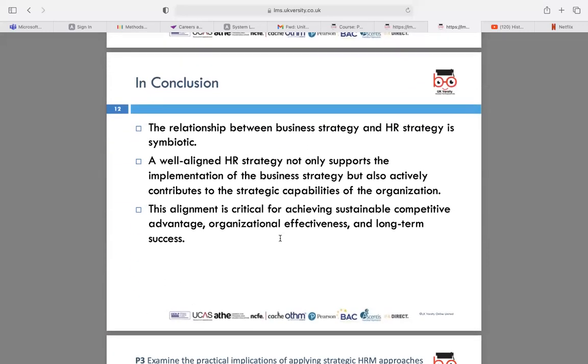Eventually, we spoke about how the relationship between a business strategy and HR strategy is very, very important, and how a well aligned HR strategy will support the business strategy and also actively help the organization to grow. It's really important for the organization's competitive advantage and long term success, because whatever strategies you're implementing now are for the next 3 years down the line. So it is going to determine how the organization is going to look in the future, where it's going to be, and at what level it's growing as well.